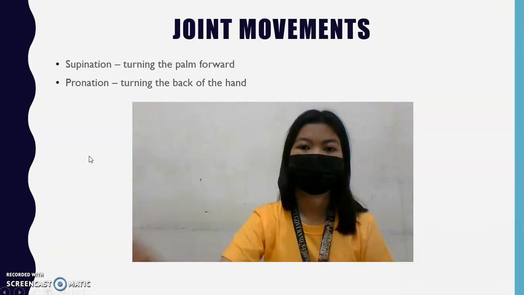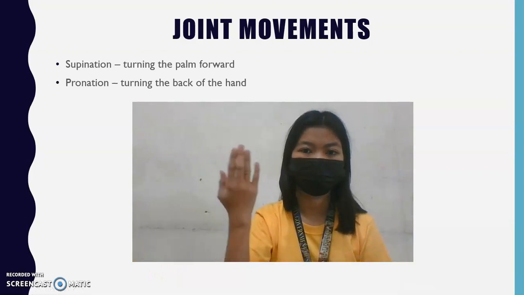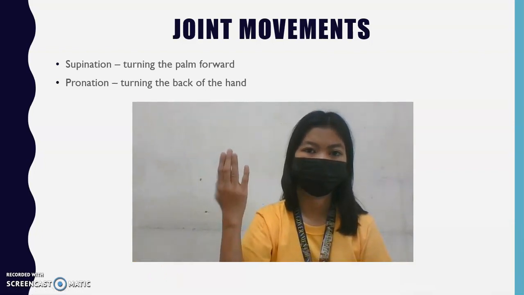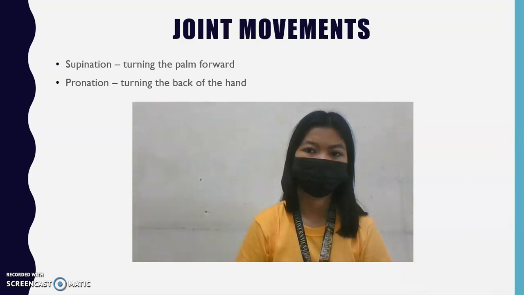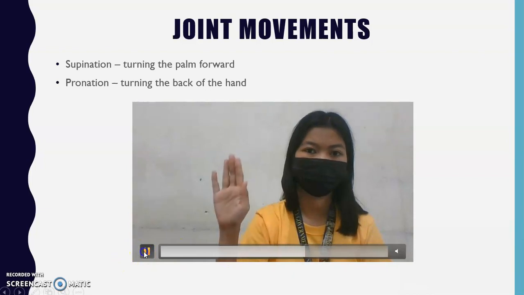Next. We have joint movements, supination and pronation. In supination, it is turning the palm forward. So, ang nag-rotate dito yung aking carpals. Ayan. Pag supination, turning the palm forward. Pronation, turning back of the hand. So, again, we have here supination, turning the palm forward, and then we also have pronation, which is turning back of the hand.